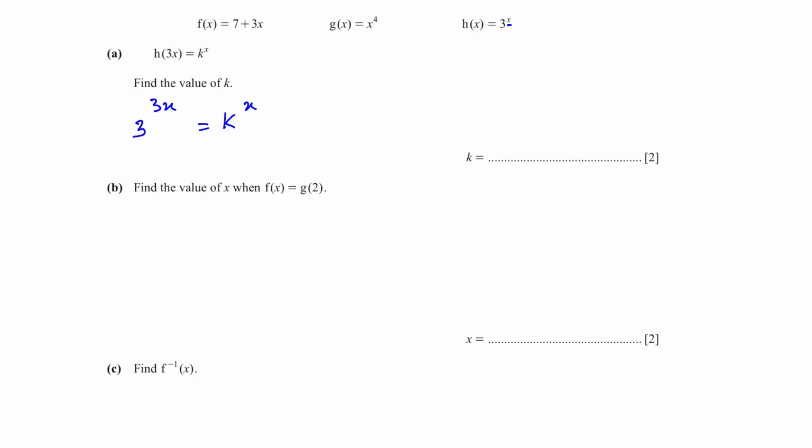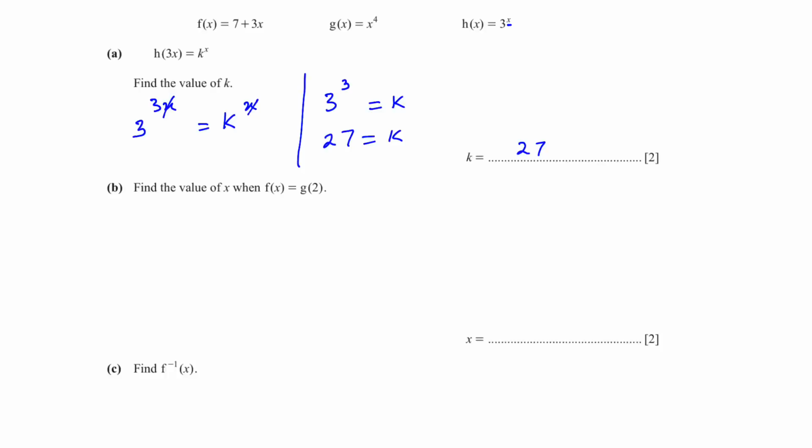In indices, when we are solving, we need to remember that if both the sides are equal, the powers are also equal. So if we make 3x equal to x, the x will get cancelled. And we will be left with 3 to the power of 3 is equal to k. That is 27 is equal to k.